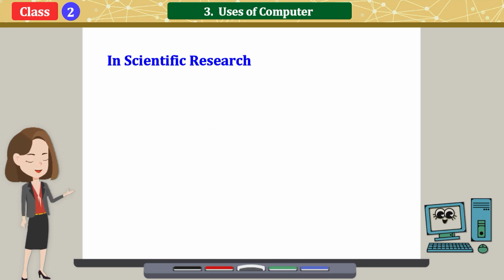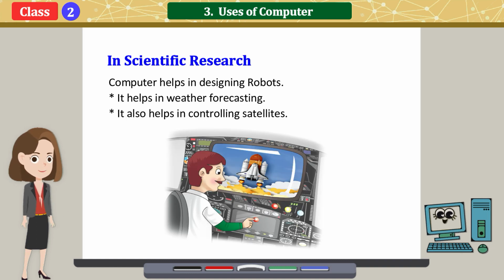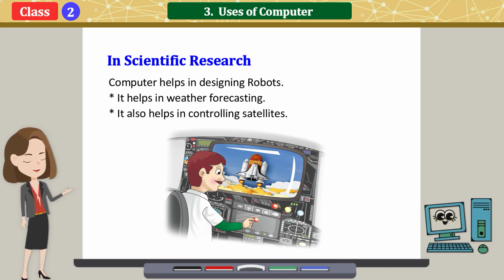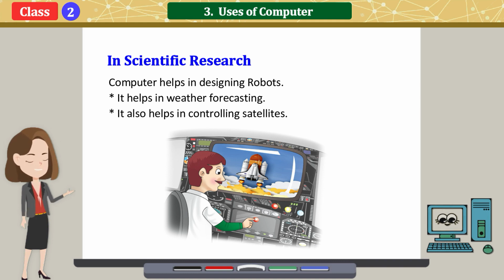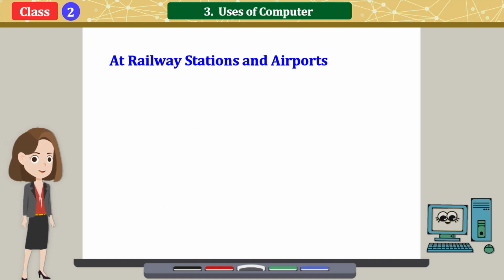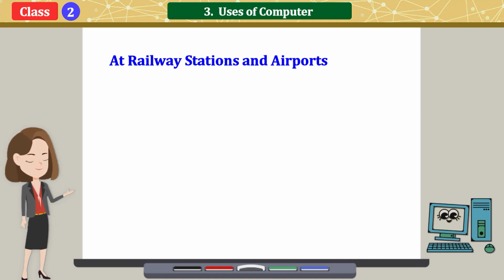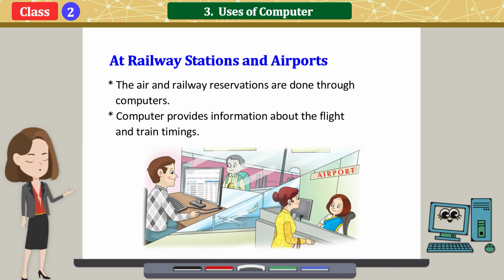In scientific research, computers help in designing robots. It helps in weather forecasting. It also helps in controlling satellites. At railway stations and airports, the air and railway reservations are done through computers. Computers provide information about the flight and train timings.